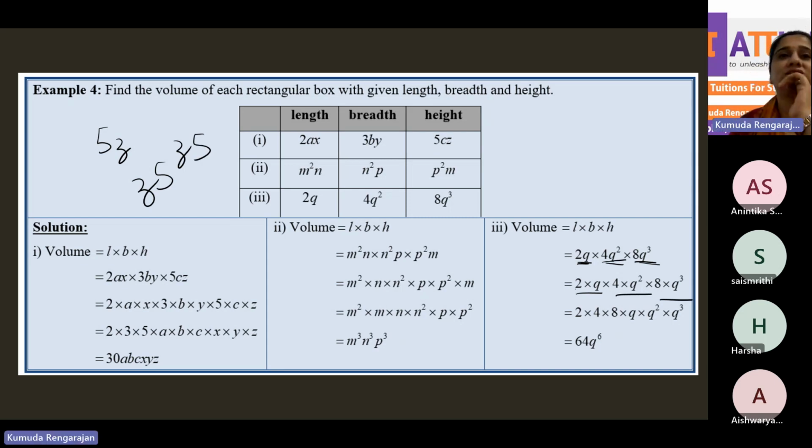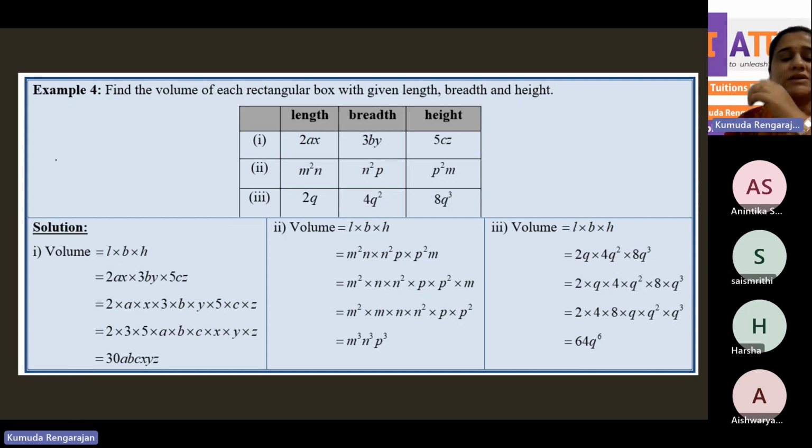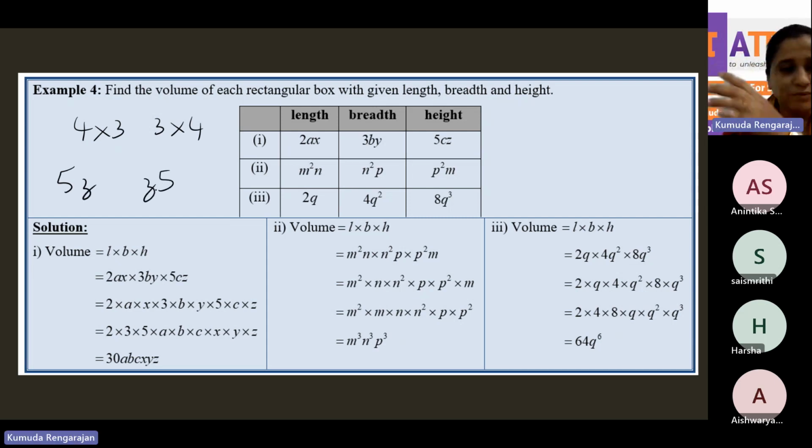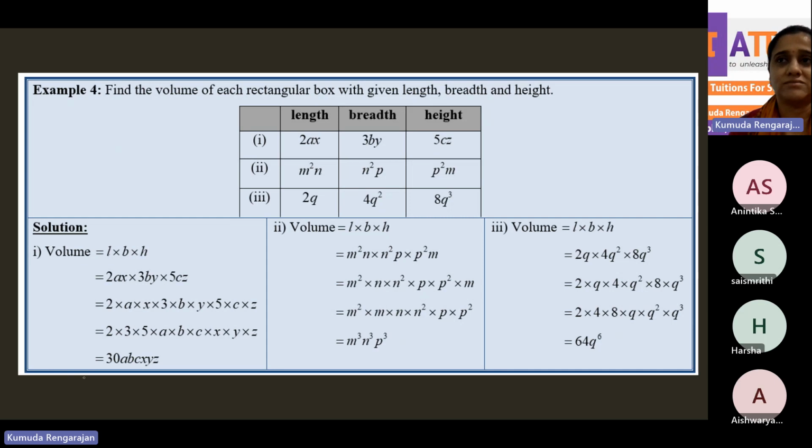That's not an accepted way of writing. See, you may argue that multiplication is commutative. When you say that 4 into 3 is 3 into 4, then 5 into z is also z into 5. The meaning is fine, but it's not an accepted way of writing. Correct? So for certain things, we have certain conventions. We do certain things in a specific way. So it's conventionally accepted. That's it. Okay, so we always write the numerical part first, followed by the letters.